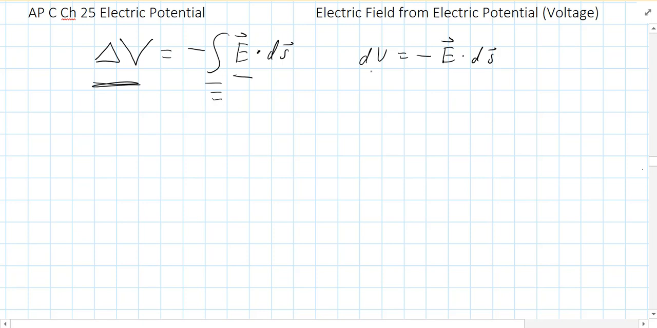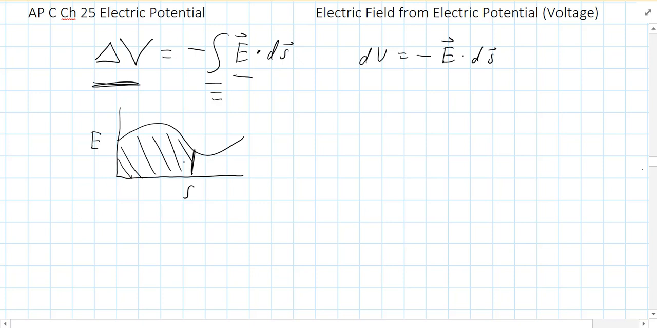Well, now we're looking at one little part. So quick reminder, now I'm ignoring the negative sign for a second. Let's say this is E versus s. Delta V would be, if you integrate this from the beginning to this line right there, that's the area. Well, dV is one little slice of that. And remember, the integral sign means you add up all these slices. You do your Riemann sums.